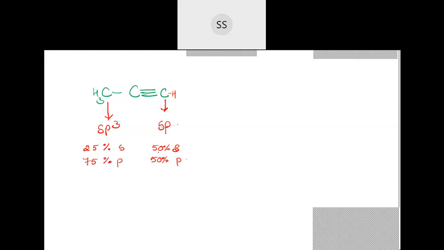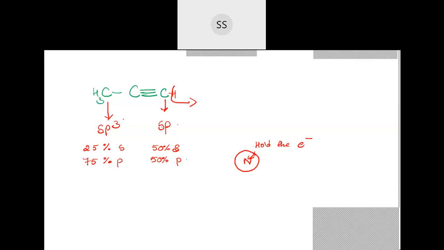So you have 50% s character, and you know the s orbital is the one which is closely associated with the nucleus. The s orbital comes immediately after the nucleus. So if s orbitals are near the nucleus and their percentage is more, they will have more tendency to hold the electrons towards themselves. So all these electrons will be shifted towards themselves and they will release this hydrogen ion very easily.